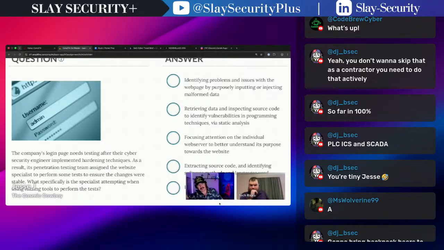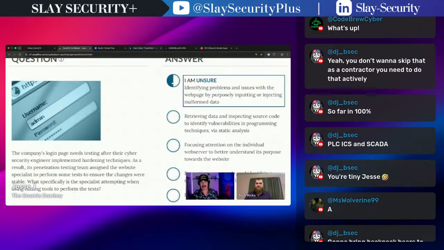You fuzz an application for a couple of reasons. Is it to extract source code and identify software methods? No. I already see the answer. So when you fuzz an application, what you're doing is you're giving it basically random and invalid bits of data, user supplied bits of data to see how it's going to handle it. Is it going to give you improper error handling in which it gives you more information than it should? Is it going to crash? Is the information just going to be passed through to the back end of the server? So in my mind, I think that we're trying to identify problems and issues with the web page by purposely inputting or injecting malformed data.